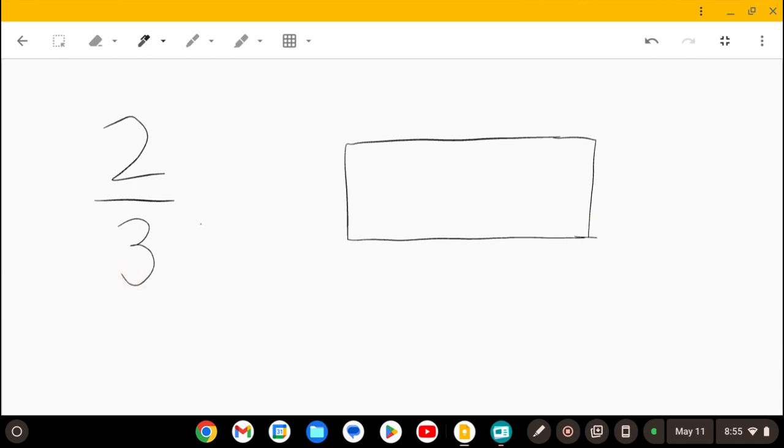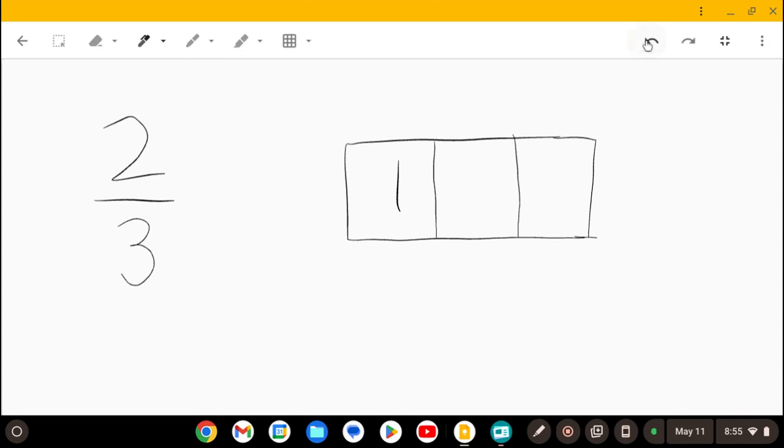First, in the fraction, our numerator is 2 and our denominator is 3, and they want to shade 2/3 of this rectangle. So what we need to do is pay attention to the denominator. The denominator tells us how many parts we're supposed to split this rectangle into, and the denominator is 3. So we need to split this rectangle into 3 parts. After doing that, we have 1, 2, 3 parts.